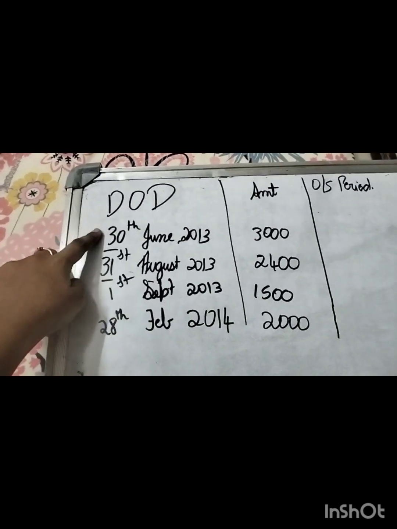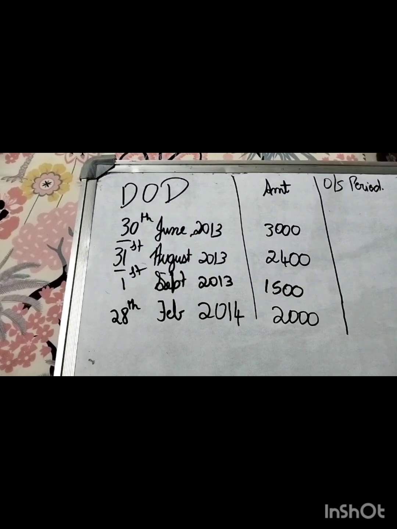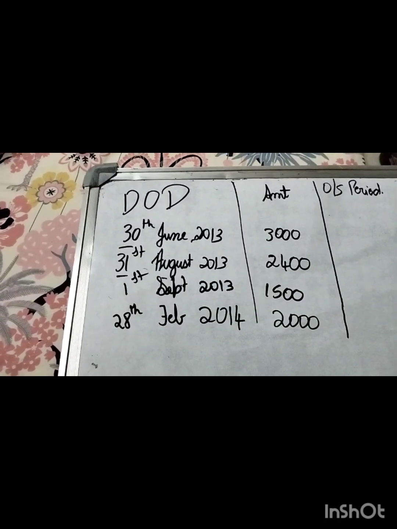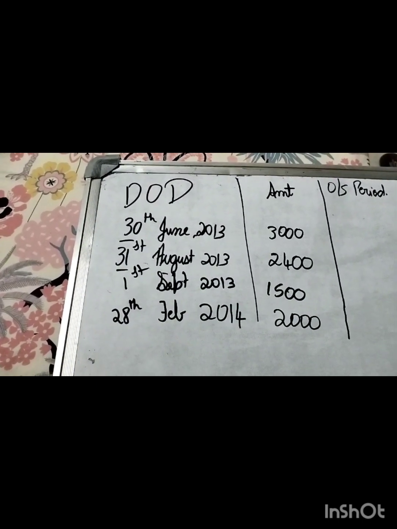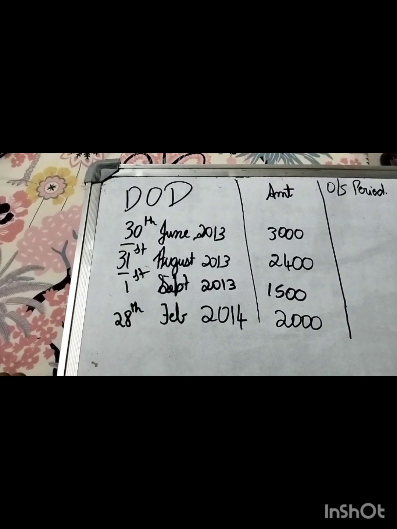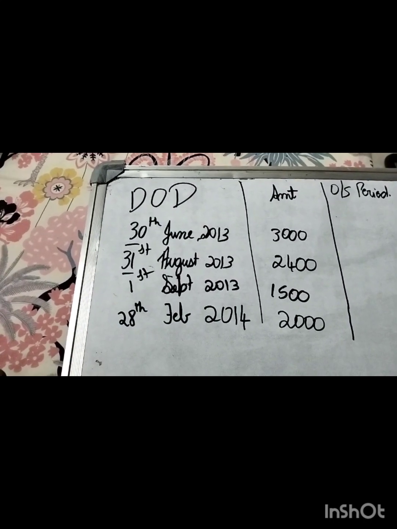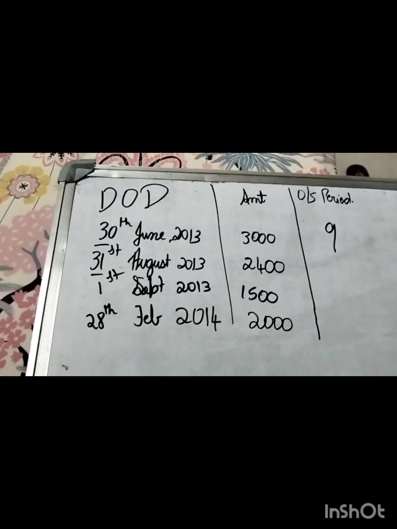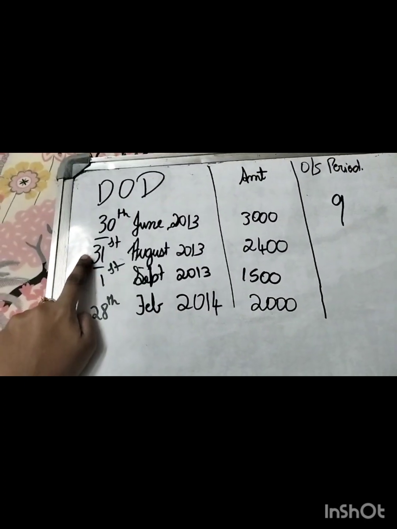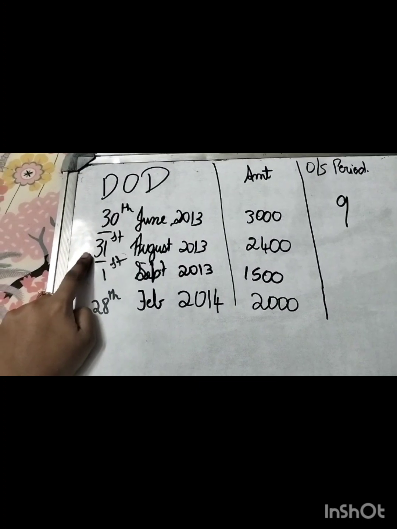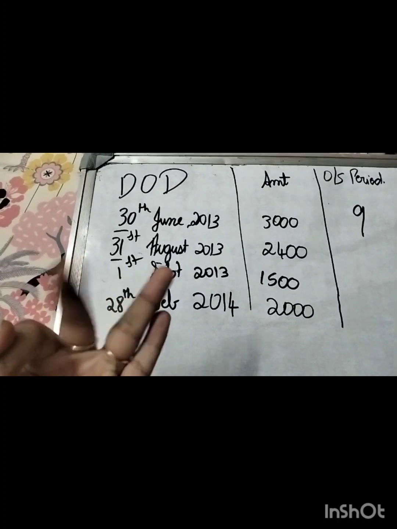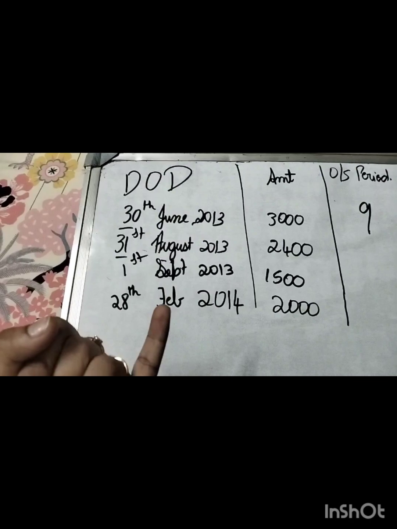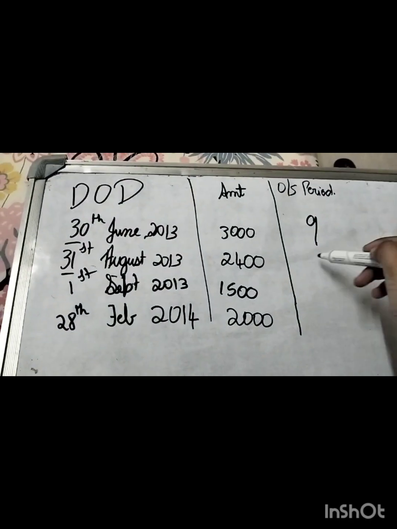that month and you count from June till the next year's March. So because it's 30th, you do not consider this month. So you count it from July. So that's July, August, September, October, November, December, Jan, Feb, and March. So outstanding period is going to be 9. So next is 31st August. It's the ending date. You do not consider this month. So September, October, November, December, Jan, Feb, and March. So it's going to be 7.